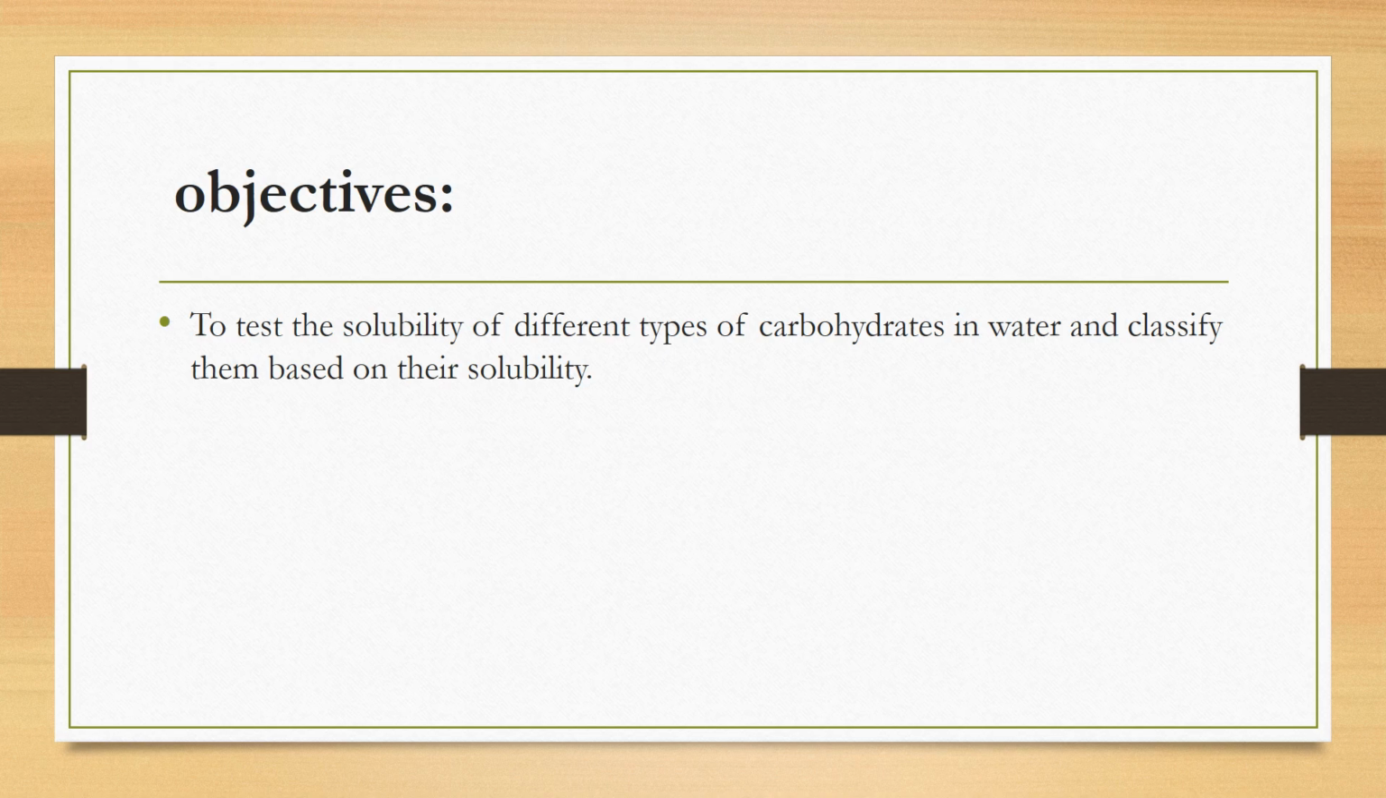So we are going to test these different types of carbohydrate solubility. We will imagine that we have 3 or 4 samples to test. Each one is a carbohydrate, but each one is a different type of carbohydrate. We will test each sample to know its degree of solubility, and then we will classify them based on their solubility.